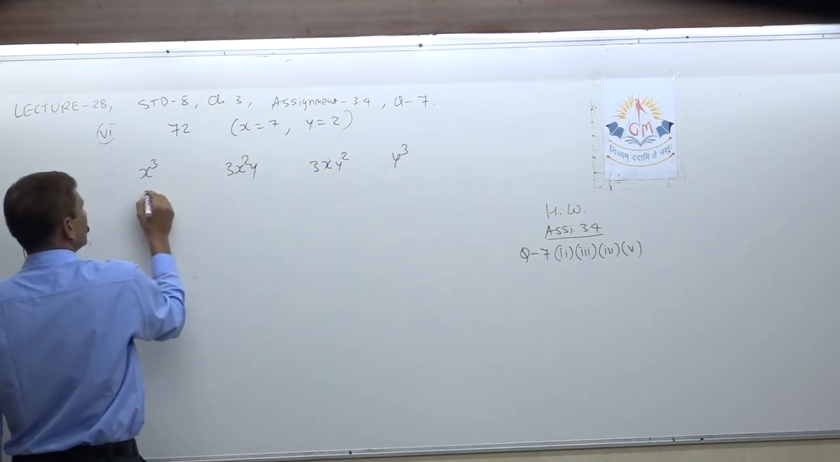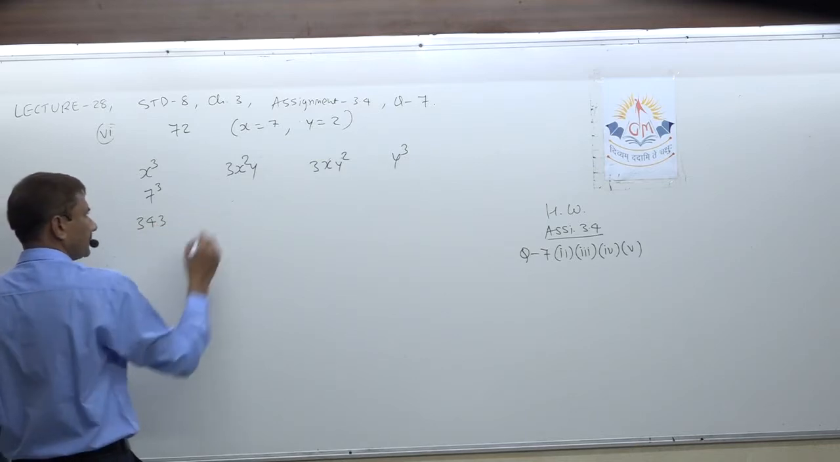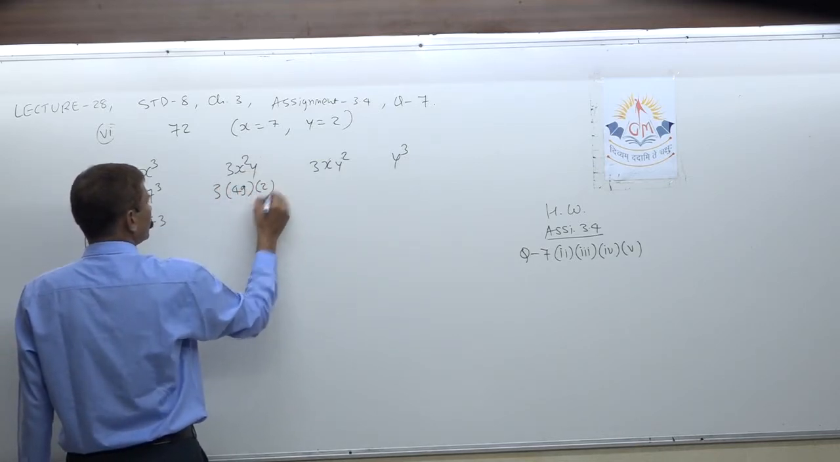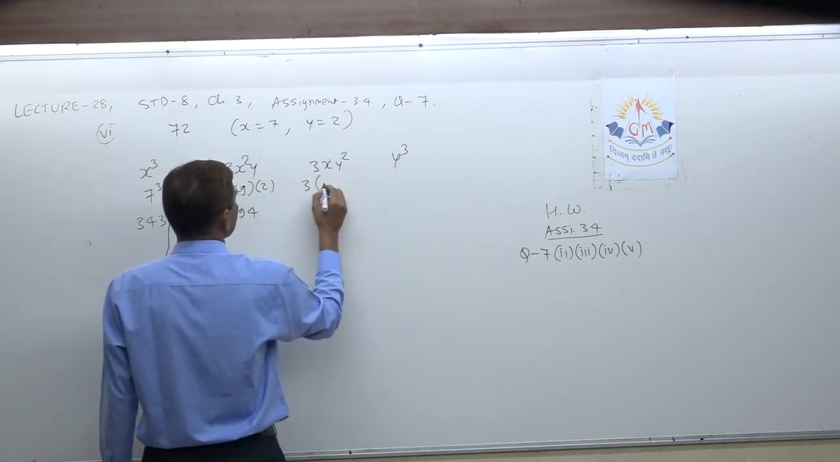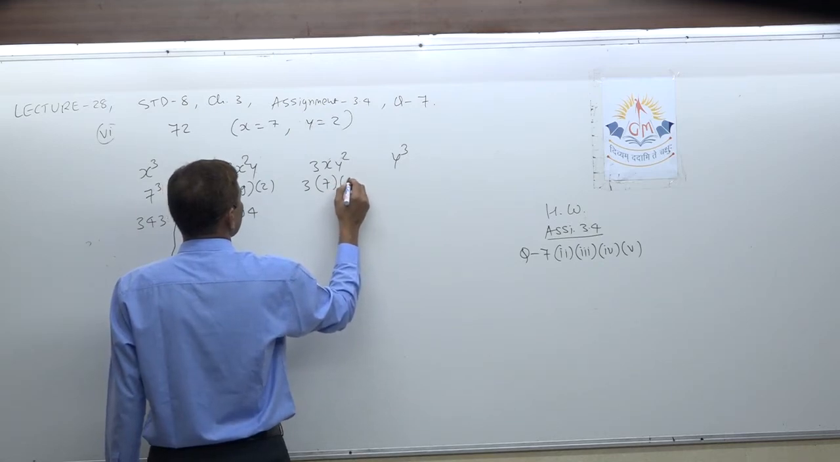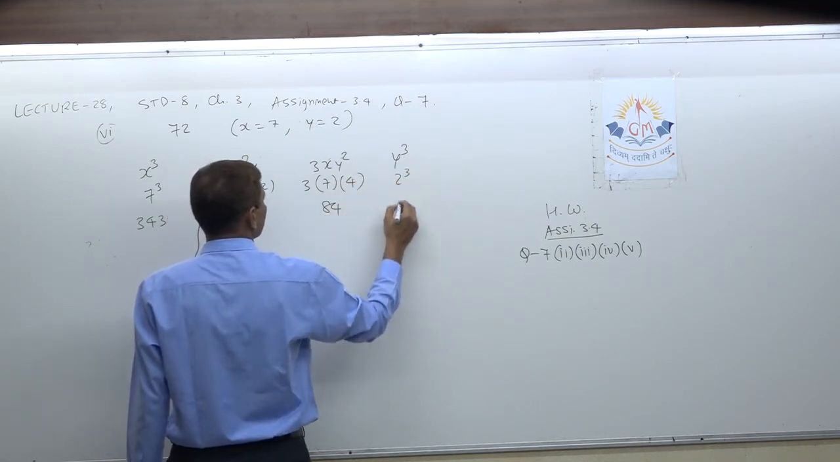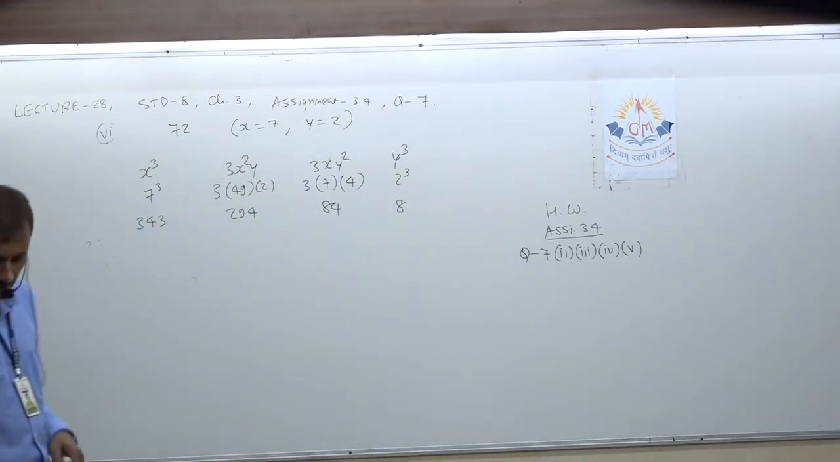Now write down everywhere: 7 cube here, so it will be 343. 3 times 7 square, 49, times y which is 2, so it will be 294. 3 times 7 times y square, 4, so it will be 84, and 2 cube is 8. Okay, so we have the values of all 4 columns.